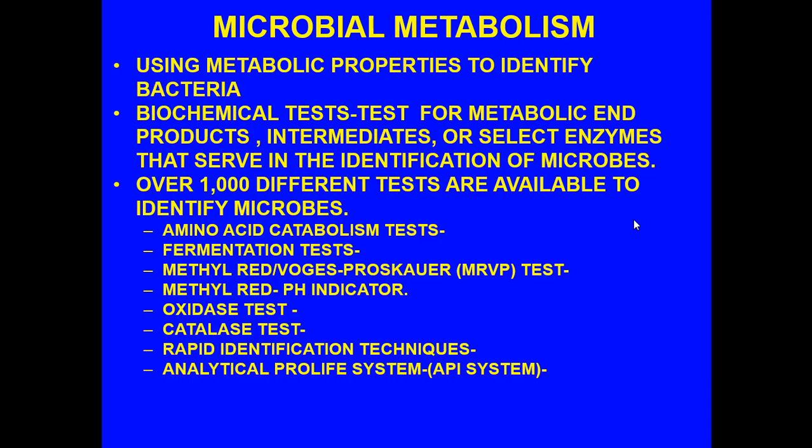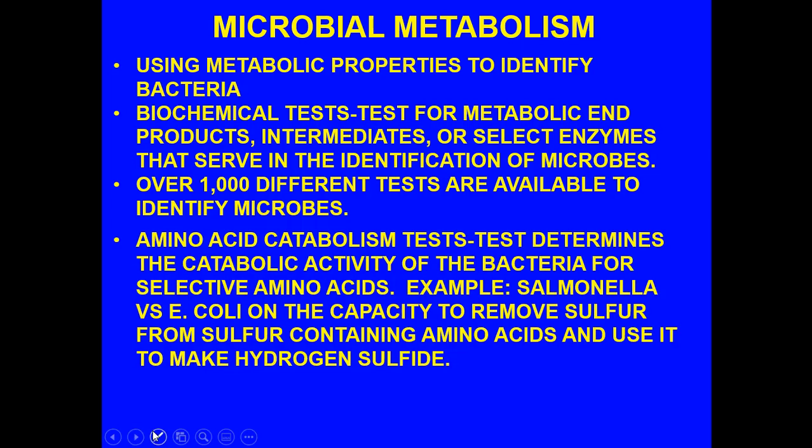Amino acid catabolism tests, fermentation tests, the methyl red Voges-Proskauer test, which is the MRVP. The methyl red is always going to be a pH indicator, so I want you to understand that. Anytime you see the pH go down and a color change, bingo, if it's got methyl red in it, you're looking for a pH change. The oxidase test, the catalase test, the rapid identification techniques, and the analytical profile index, the API system. Let me go over a couple of them just to help you here.